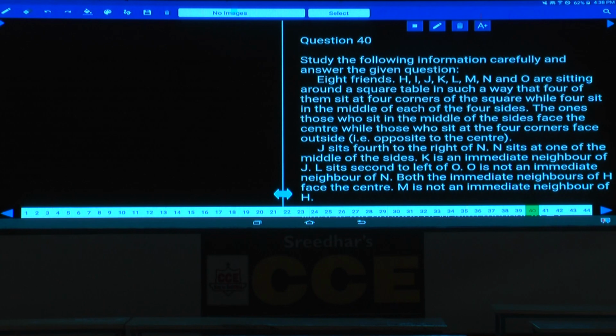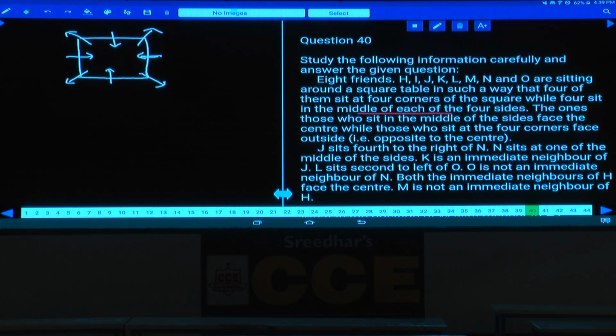Now question number 48, friends. H, I, J, K, L, M, N and O are seated around a square table. Now this is a square table. Now 4 persons are at the centers and 4 persons at the corners. And while 4 sit at the middle of each of the 4 sides, the ones who sit in the middle of the sides face the center. Now these persons are facing the center. The persons who are at the corners are facing away from the center.